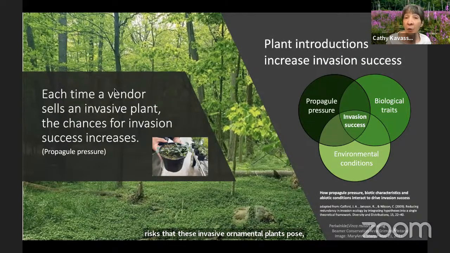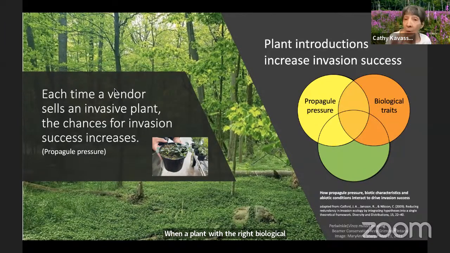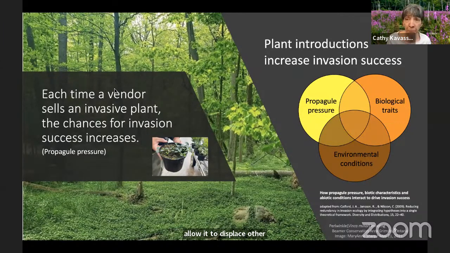Plant introductions increase invasion success. This is called the propagule pressure hypothesis. When a plant with the right biological traits that allow it to displace other species finds the right environment, it will begin to spread. And as the numbers of individuals released into a region increases, the greater the ecological impact. Each time a vendor sells an invasive plant, the chances for invasion success increases. Therefore, reducing the sales of invasive ornamental plants is very important.